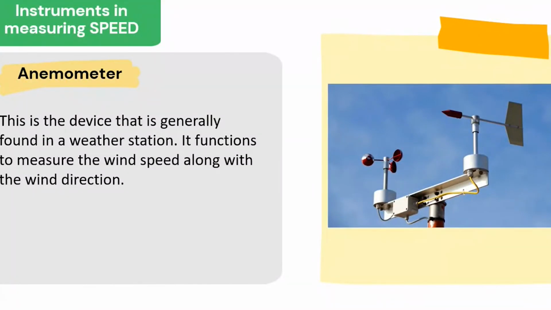Next one is anemometer. This is the device that is generally found in a weather station. It functions to measure the wind speed along with the wind direction.